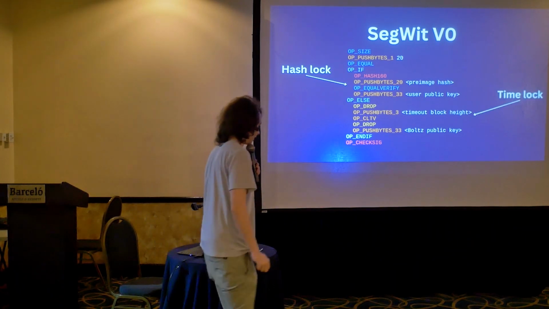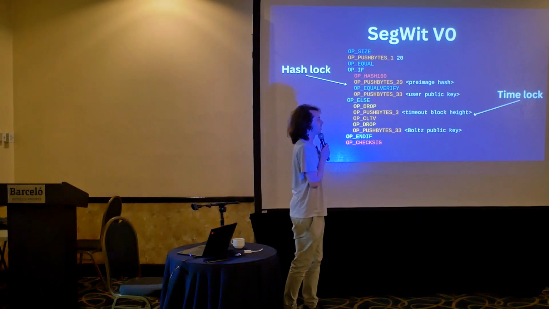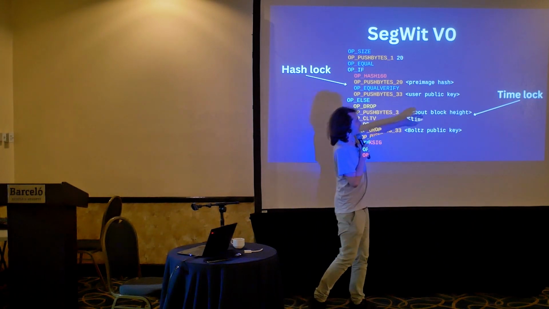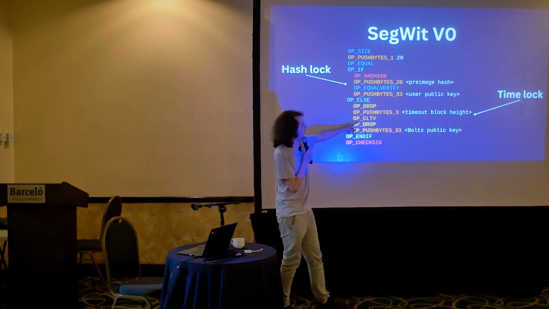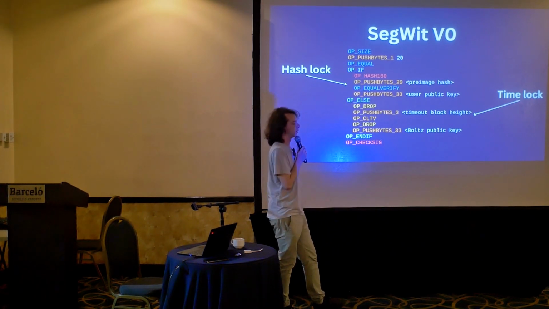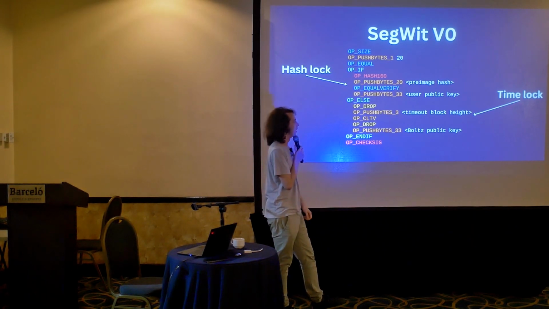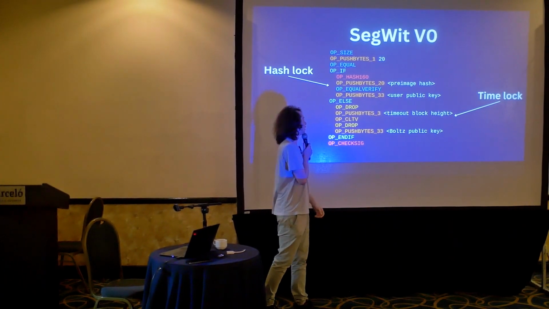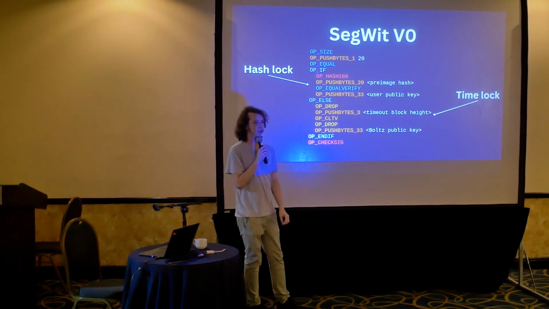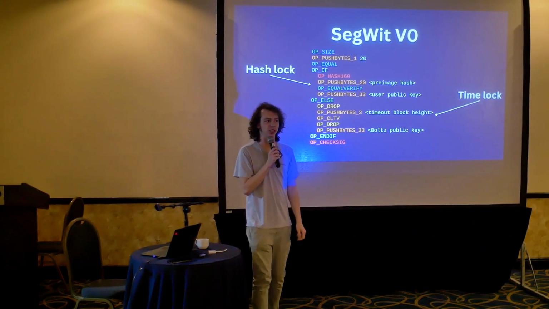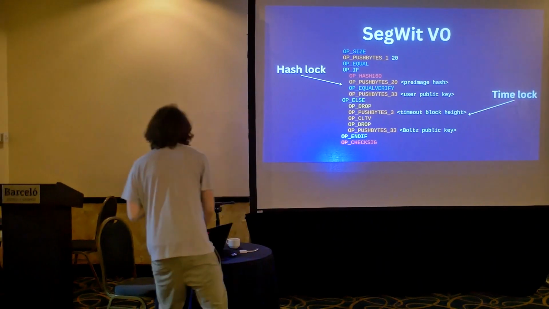If the first parameter is not of length 32, we drop it, we just ignore it. We push the lock time as block height onto the stack, and then do OP_CHECKLOCKTIMEVERIFY to make sure that the time that we expect has passed already. So this is the time lock. We drop the result of OP_CHECKLOCKTIMEVERIFY, and then we push the public key of Boltz so that we can get our coins back in case the other party is just not claiming their coins. That's the time lock part of the thing.